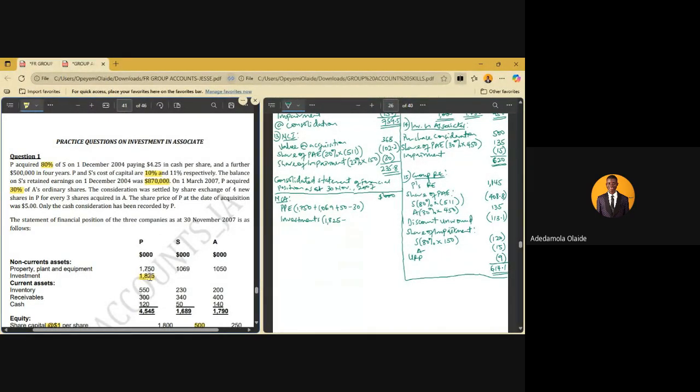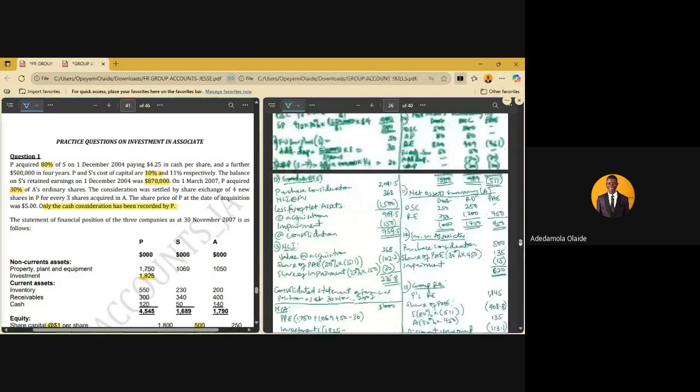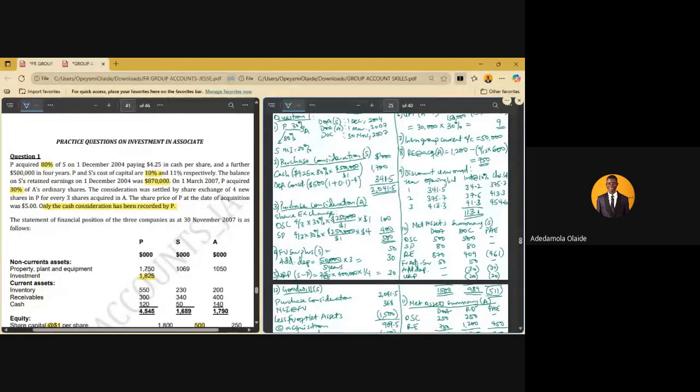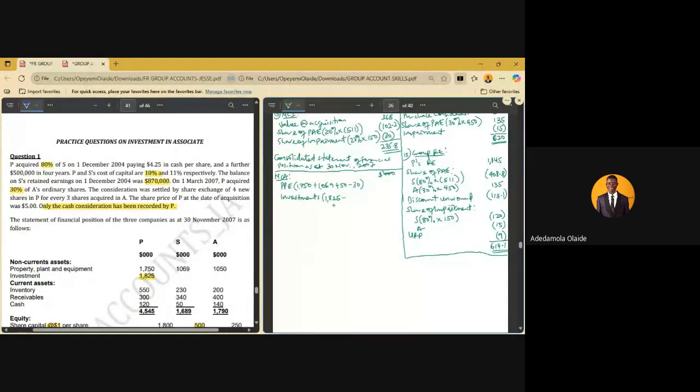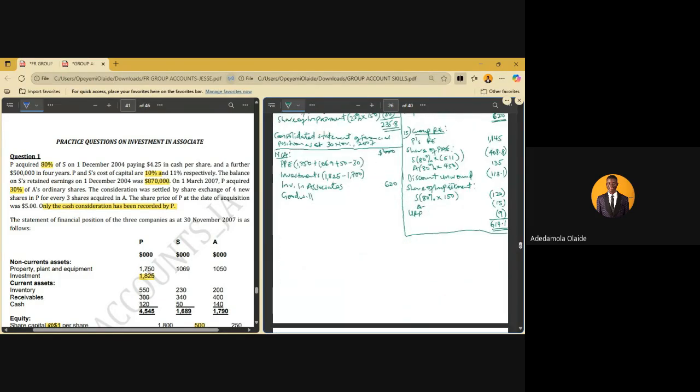Investment here was 1,825, but we were told that only the cash consideration has been recorded. If only the cash consideration has been recorded by P, and the cash consideration we calculated was 1,700, how come they now have 1,825? It simply means they have investment in other companies. But it's only that one that is part of the group that will be recognized. So that means their investment will be this. And we can now say investment in associates. And what do we have in investment in associates? 620. Then goodwill. 759.5.